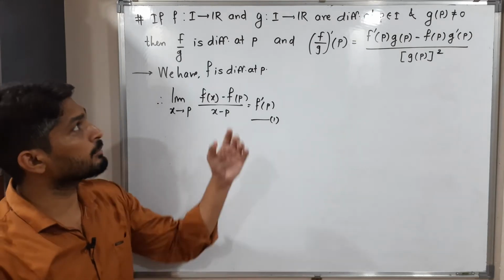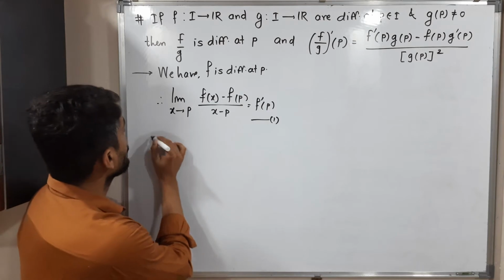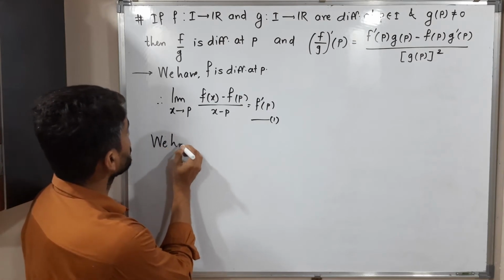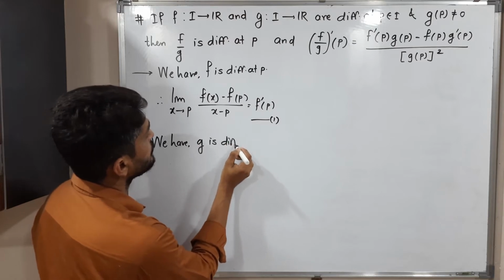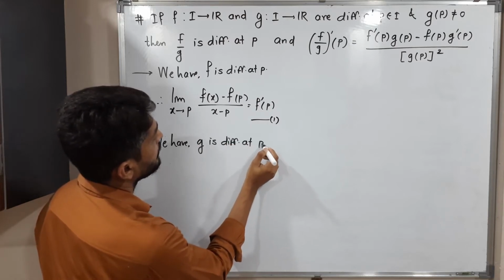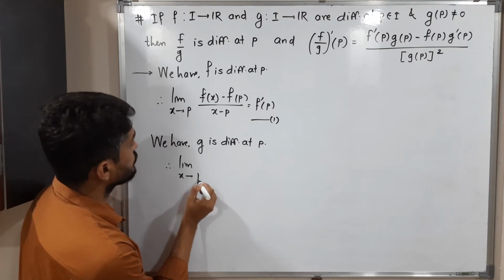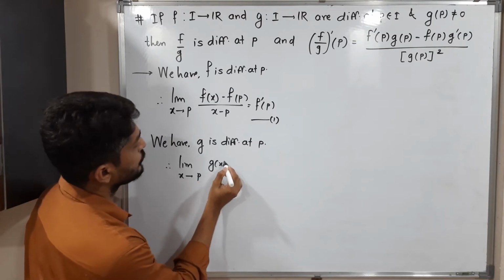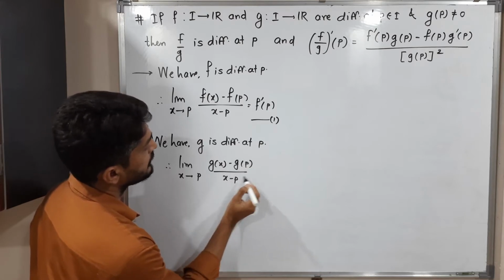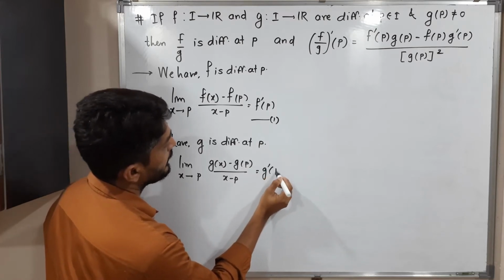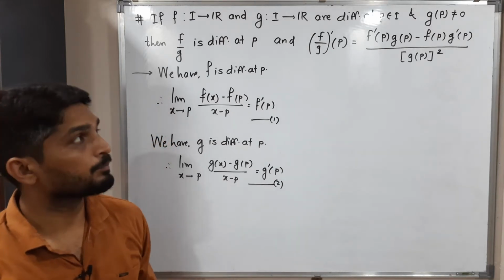The second information is that g is also differentiable. I can write the same thing for g. Also we have g is differentiable at point P. So therefore what can we write? Limit x tends to P, g of x minus g of P upon x minus P is equal to g dash of P. Am I right? Yes. So this is equation number 2.